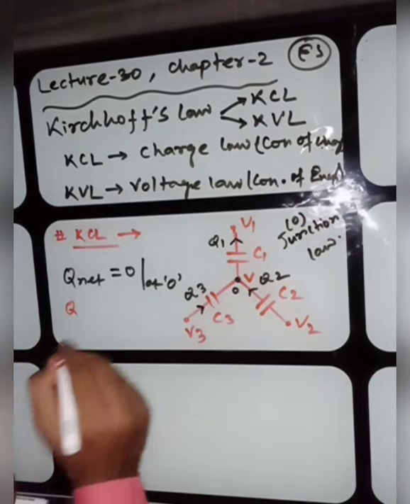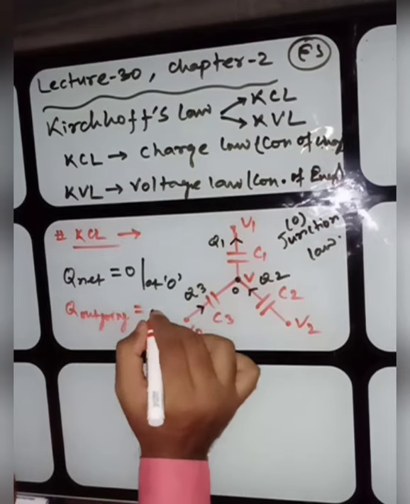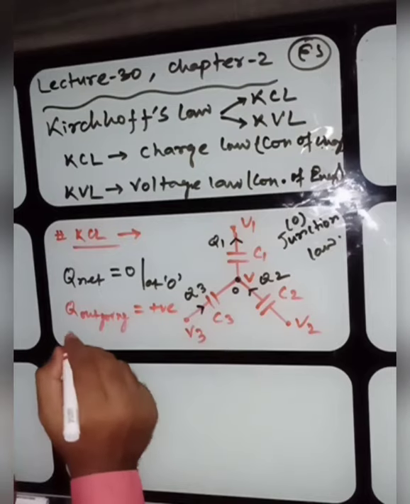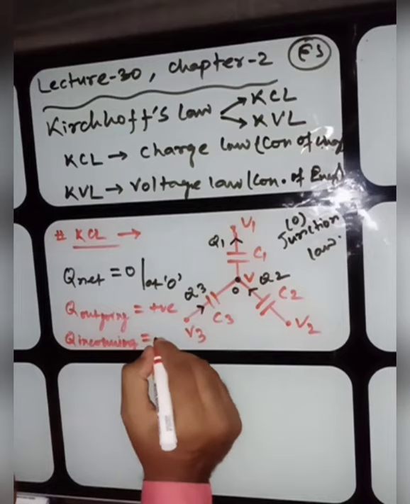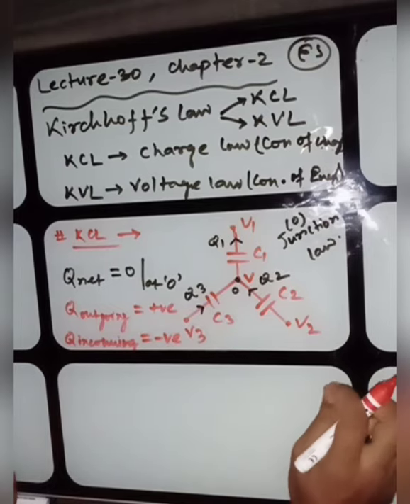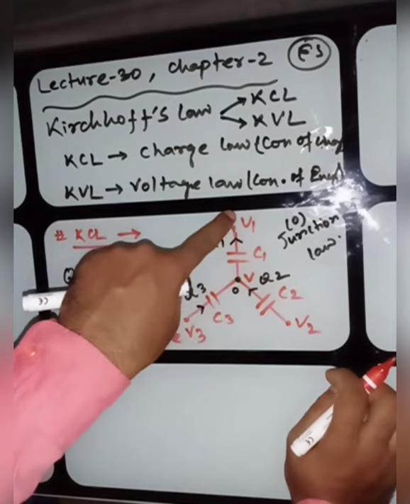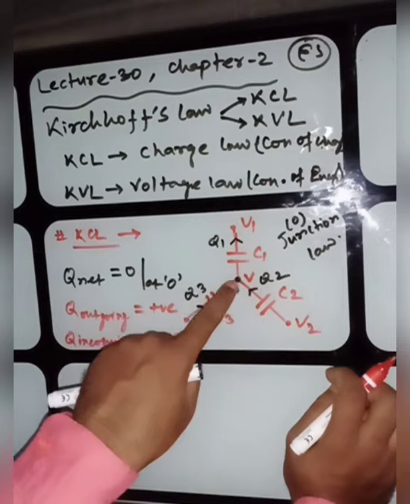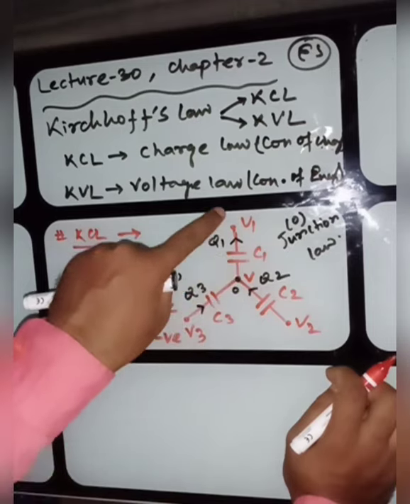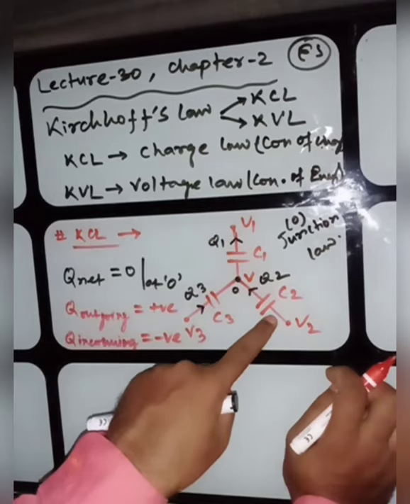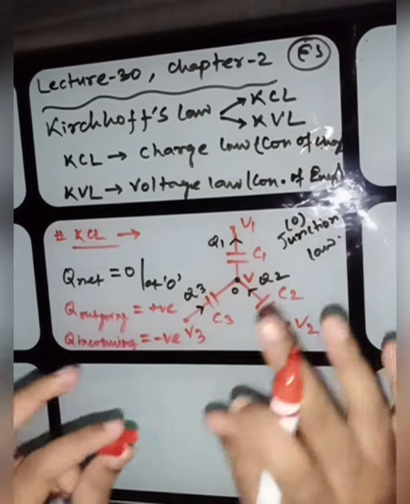If charge is going, that is outgoing charge, if you are taking as positive, then incoming charge, okay, that charge is incoming must be taken with the nature negative. If charge is going from this junction and you are taking as positive, then any charge coming to this junction must be taken as negative. If you are taking this charge as negative, then this charge will be considered as positive. This is assumption only. Remember, again I'm telling you, this is only assumption.